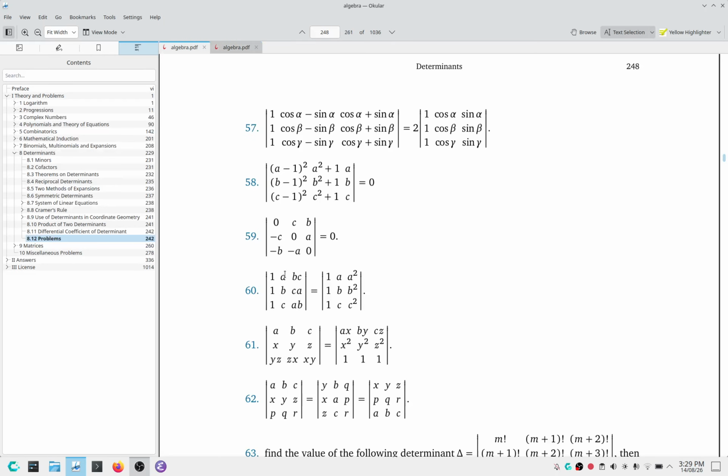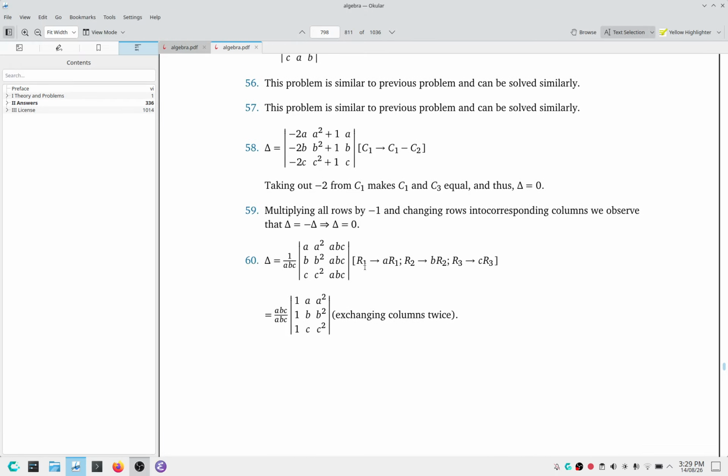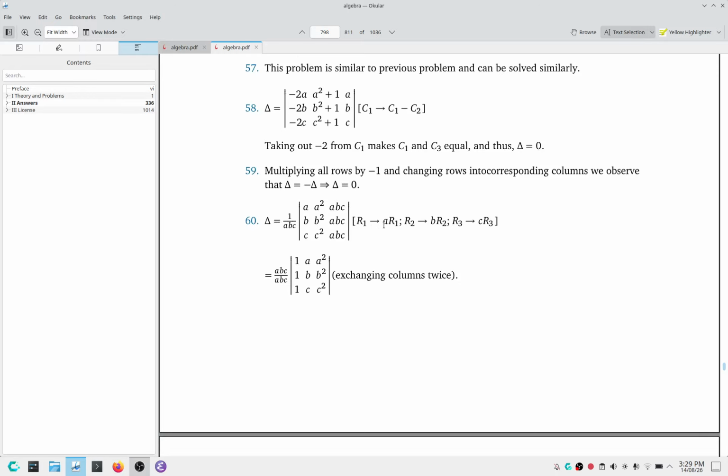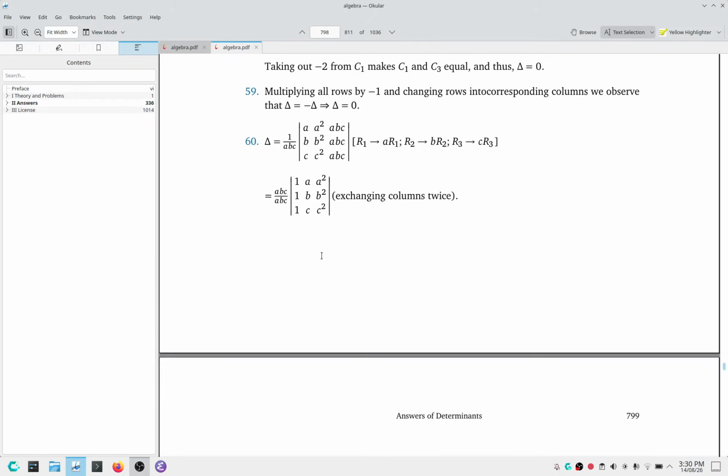Question 60 is 1, 1, 1 is the first column, then a, b, c, bc, ca, ab is equal to 1, a, a square, 1, b, b square, 1, c, c square. So what we do is we multiply row 1 with a, row 2 with b, and row 3 with c. So we'll have to divide by abc as well. So we get abc here, a square, b square, c square, abc, abc, abc. So now what we can do is we can take abc out from this. Once we take abc out, it will become 1, 1, 1. And then we exchange columns twice. First we change column 3 to column 2 and then column 2 to column 1. And we will have the desired result.